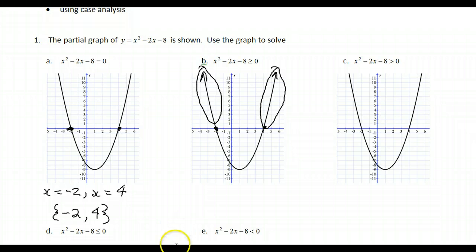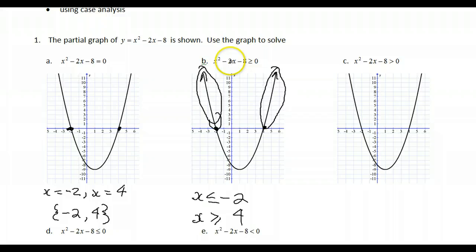So in this case, we could say that x is less than or equal to negative 2. The equal is there because it's equal to 0 at negative 2. And also, if x is greater than or equal to positive 4. In that case, for x squared minus 2x minus 8, the graph shows that all the values are greater than or equal to 0.